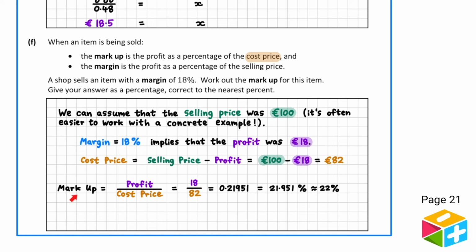To find the markup, all we have to do is divide the profit by the cost price. This gives us 18 over 82, which comes out as 0.21951. The markup should be written as a percentage. To convert this from decimal to percentage form, we multiply by 100 and write in the percentage sign. When we round off to the nearest percent, we get the final answer that the markup is equal to 22%.